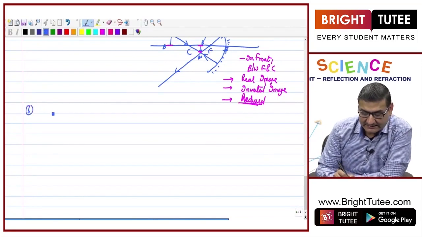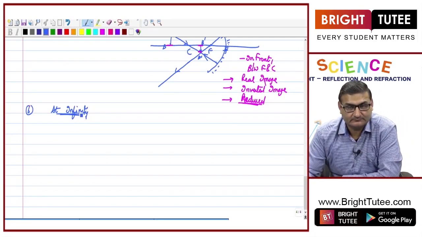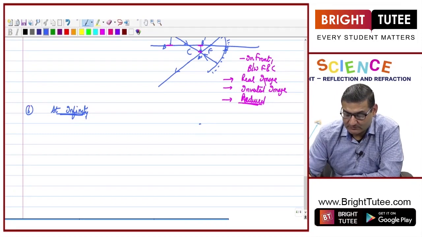Our next and last position is when the object is placed at infinity. Right? Now, this was our concave mirror.